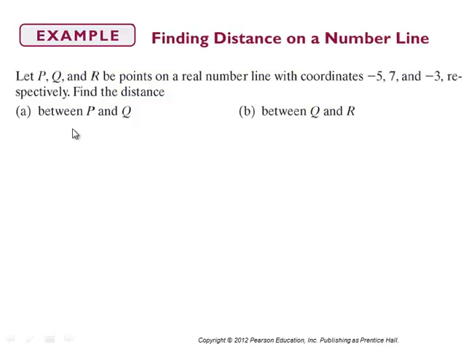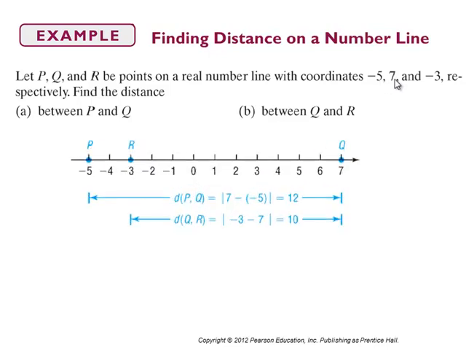So suppose that point P has coordinate -5, point Q has coordinate 7, and point R has coordinate -3. Suppose we want to find the distance between point P and point Q. All we need to do is take the difference between -5 and 7. So we could do 7 minus -5 or -5 minus 7, either way.